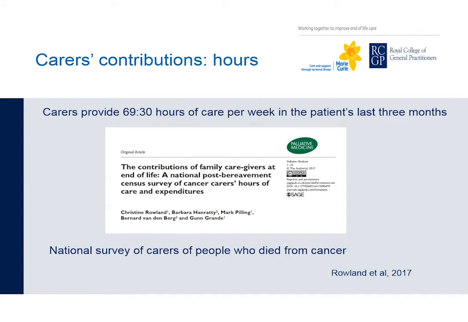Caregiving commitments can be intense. We did a national survey with 1,504 carers of people who died from cancer. We found that on average carers provide 69.5 hours of care per week in the patient's last 3 months. That is nearly 10 hours per day, 7 days a week. And that is an average. Many provide more than this.